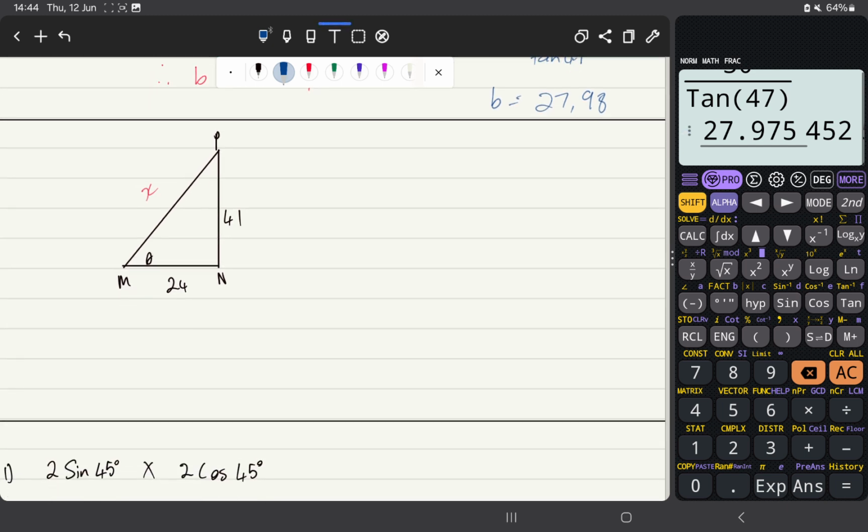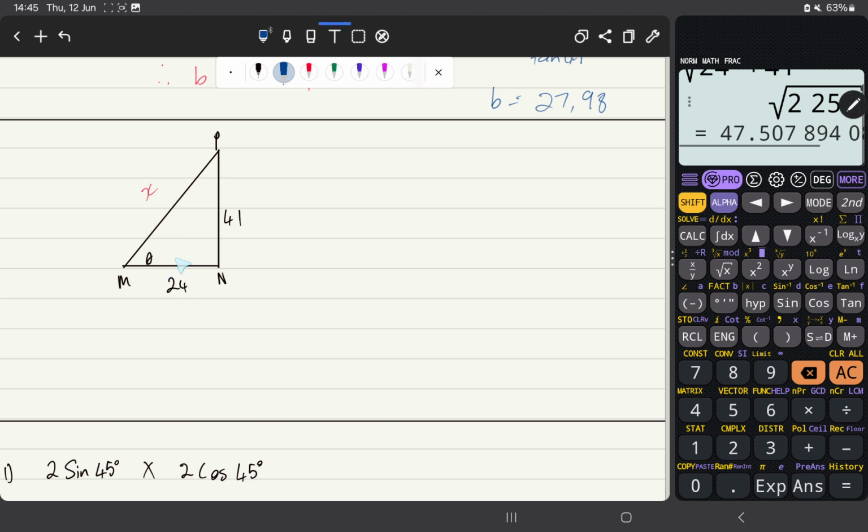For this example, I just put x in red, because this is just a simple Pythagoras. So it'll be something like the square root of 24 squared, if I just use a calculator, plus 41 squared. So this will basically be the answer for x, right? So I'm not going to do it.